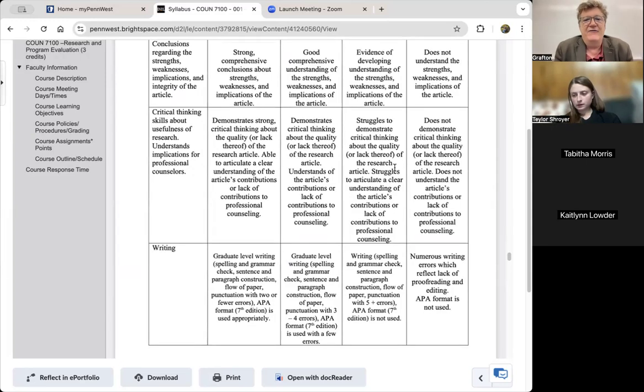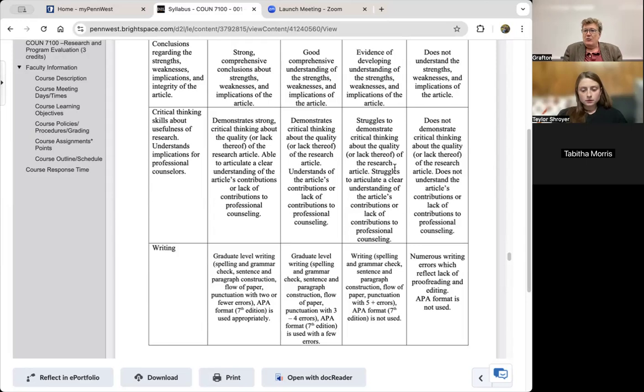You want to have your own critique of it. So were the results strong results? What were the weaknesses? Were there limitations? What could you improve? Maybe they didn't have a lot of people in the study. You think having more people in the study would be better.